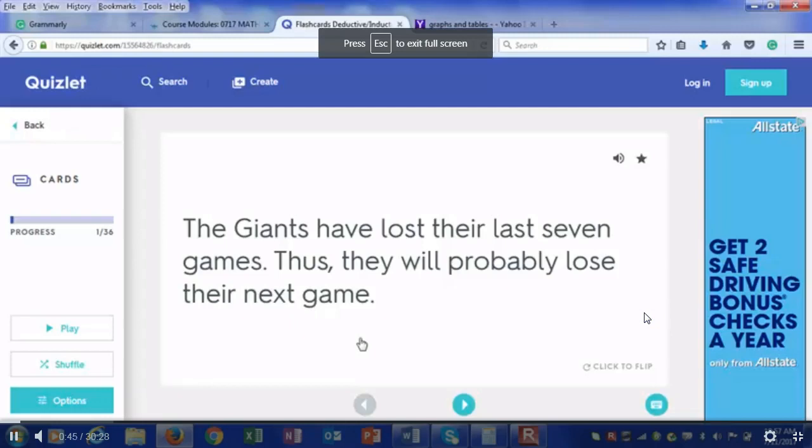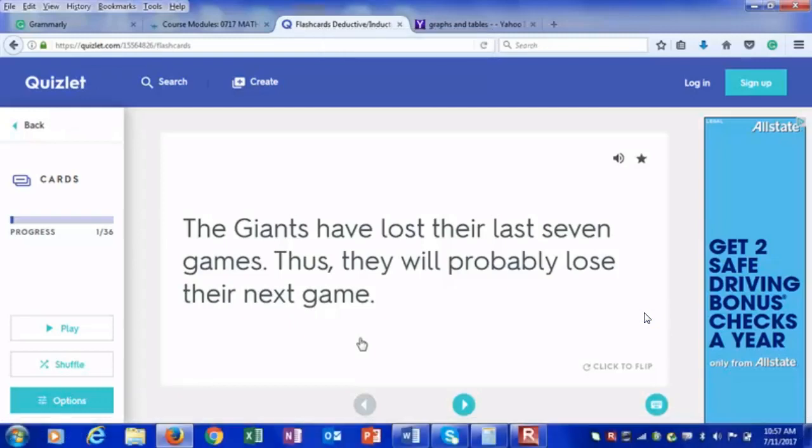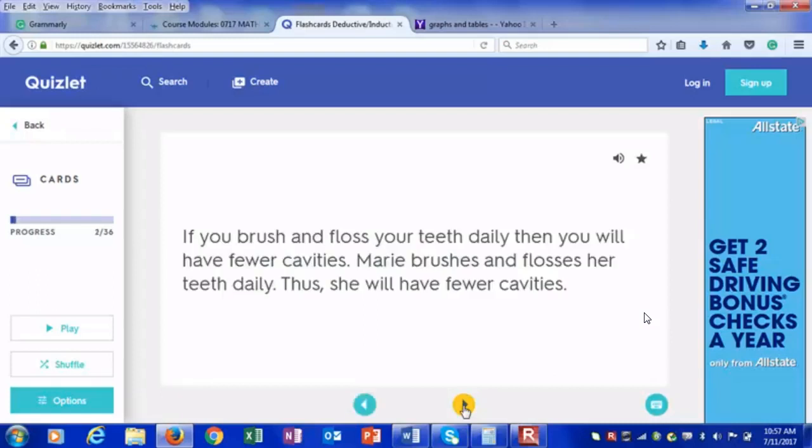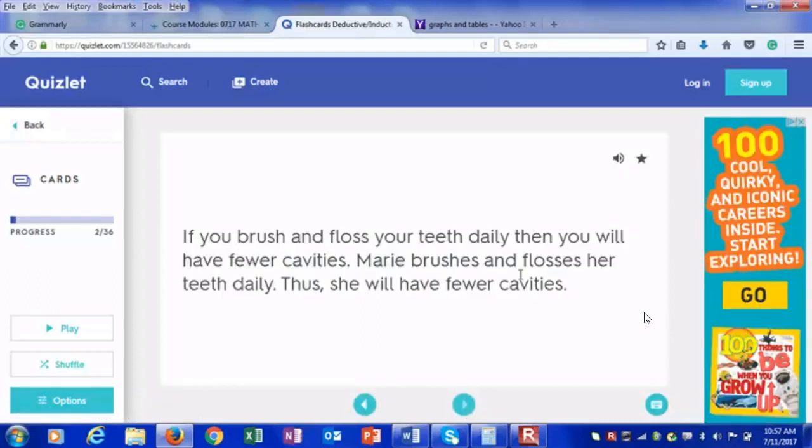So it says the Giants have lost their last 7 games. Thus, they will probably lose their next game. Is this inductive, which is based on patterns, or deductive, which is based on logic? What do you think? Inductive or deductive? Over here you can click to flip. I think it's inductive. There we have it. Let's go to the next one.